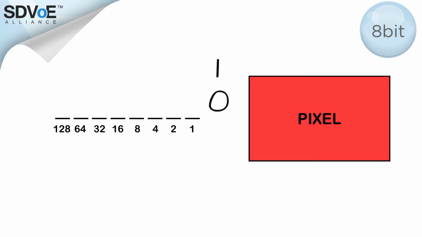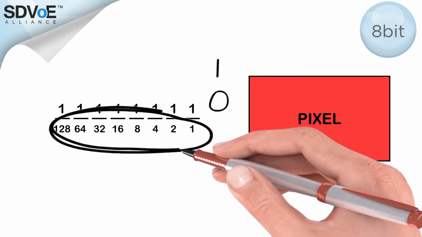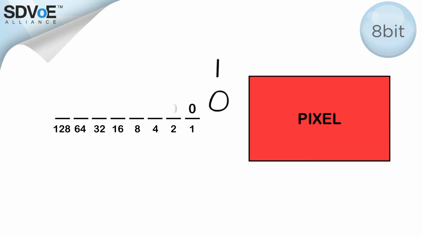Now let's work out the maximum possible value we can obtain by placing either zeros or ones above the line. The maximum value would be represented like this, which means if we add up all the values underneath, we get 255. Don't forget, 0 is also a value, which we would get by placing zeros across each bit. So the total amount of values represented by 8-bit is 256.